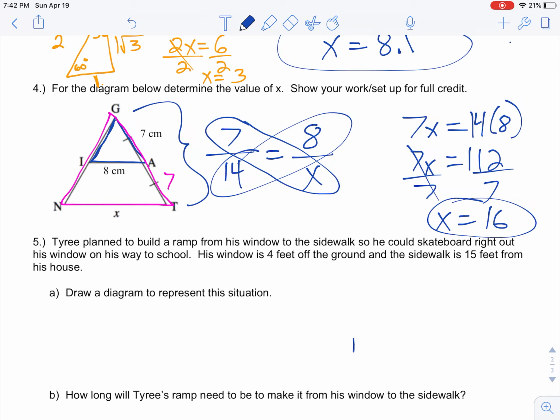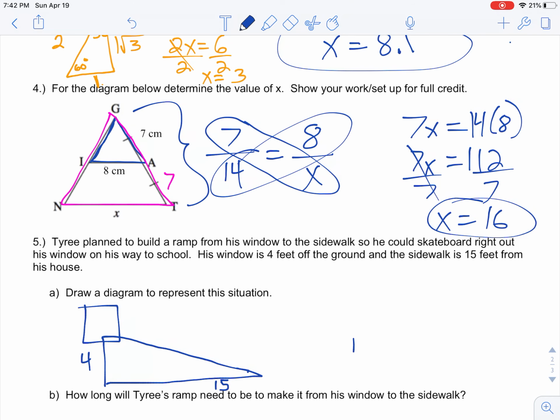And number 5, Tyree planned to build a ramp from his window to the sidewalk so that he could skateboard right out of his window on his way to school. His window is 4 feet off the ground. So let's draw an example of his window. So his window is here. He is going to create a ramp to go outside of his window to the sidewalk. His window is 4 feet from the ground, and the sidewalk is 15 from his house. So then this would be your 15.